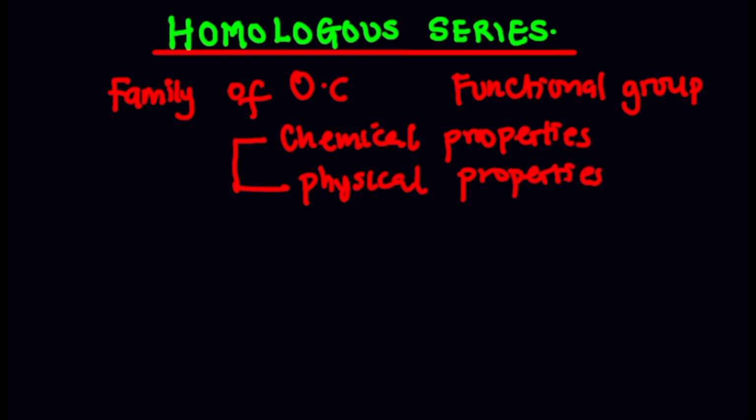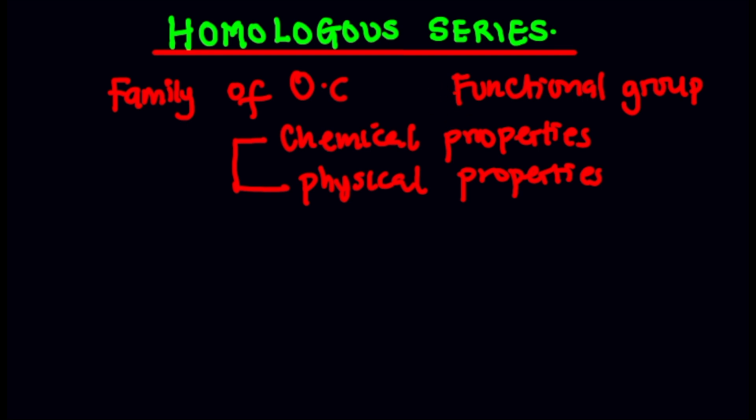Right now, one thing about homologous series is that they are actually used in organic chemistry to classify and identify organic compounds, to classify organic compounds and identify the function of an organic compound. That's basically when homologous series is used. So they are a family of organic compounds that belong to the same functional group.